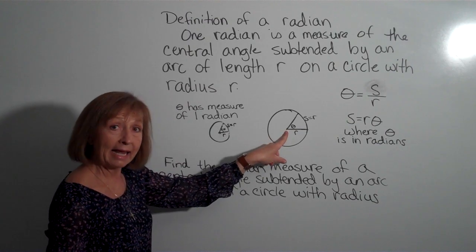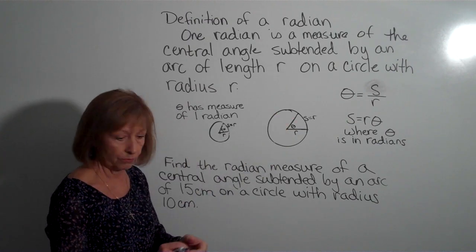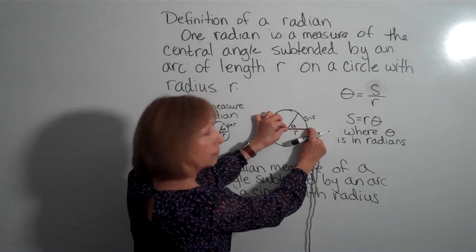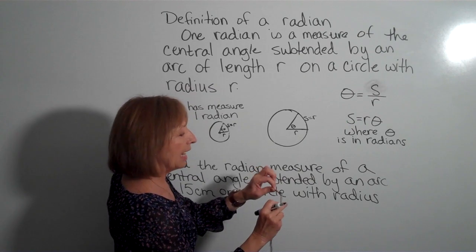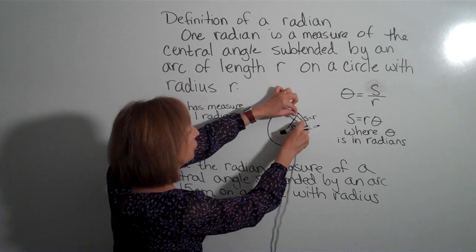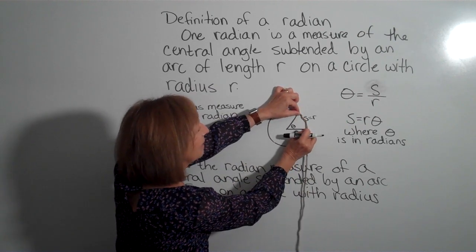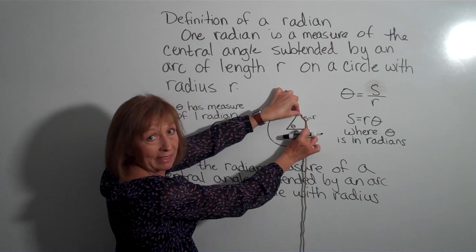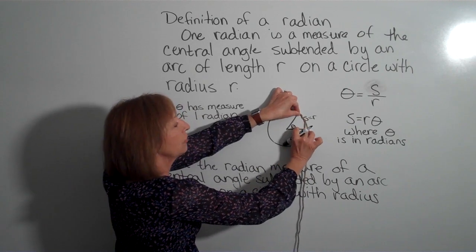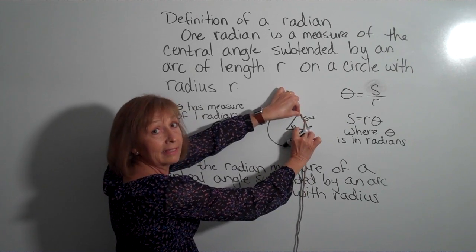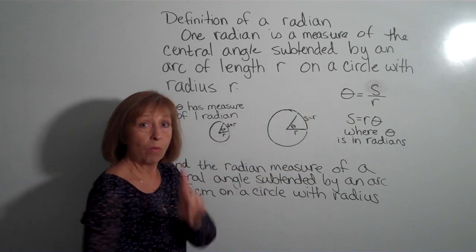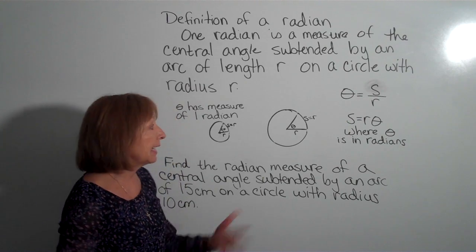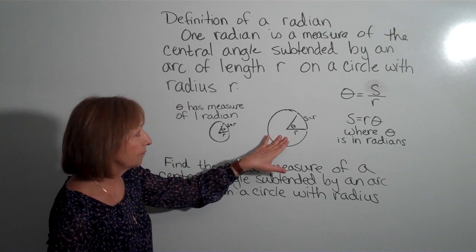So here, again, I have a different size circle, so it has a different size radius. But if I take my string and measure the length of the radius and then follow the curvature of the circle around, I get the length of the radius along the edge of that circle. If that's exactly the same as the length of the radius, then that central angle theta has a measure of 1 radian. So a radian is the length of the radius, and you lay it out around the circle.